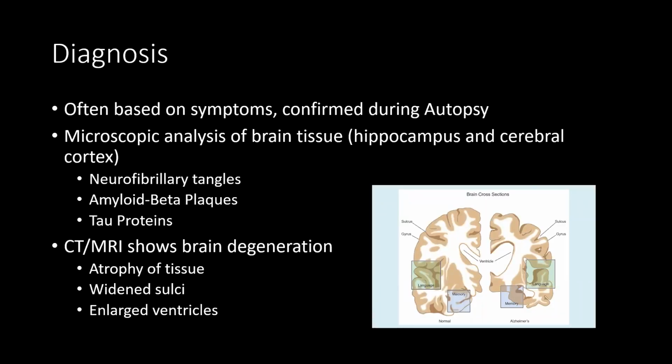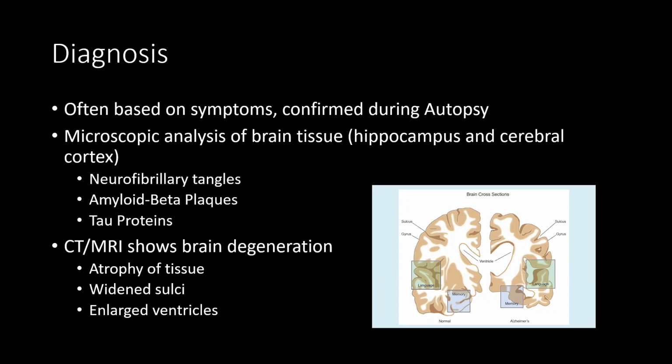Diagnosis is often done during autopsy, so typically we'll diagnose someone based on symptoms, but it's rare to be able to confirm it during life. If individuals do have severe or early onset Alzheimer's, sometimes we can see some of the brain changes on a PET scan prior to death. We can do a microscopic analysis of brain tissue, especially in the hippocampus and cerebral cortex area. There's 3 different things that we see associated with Alzheimer's disease.